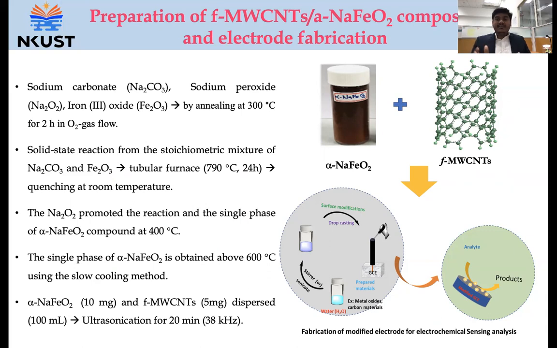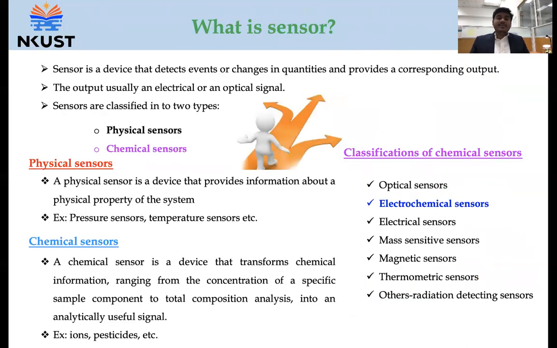Which electrode surface? Here we are using glassy carbon as the electrode surface. After modifying it by the dip coating method, we analyze the caffeic acid sensor. Before that, we need to know what a sensor is. A sensor is a device that detects events or changes in quantities and provides corresponding results.